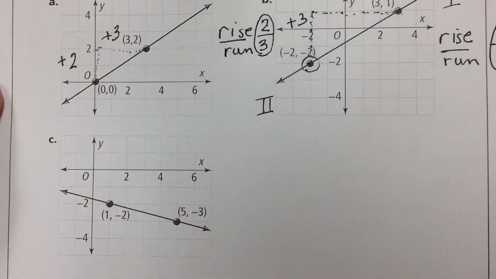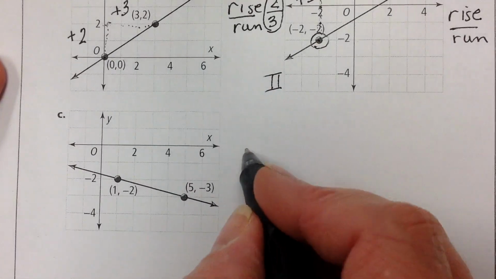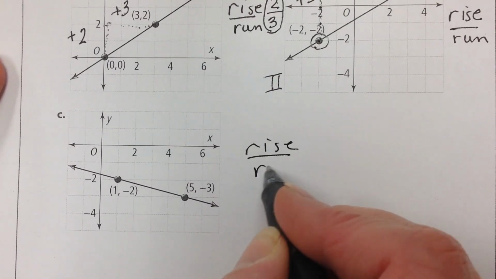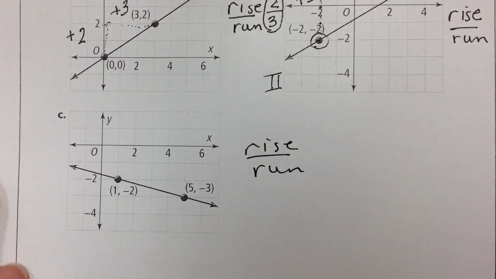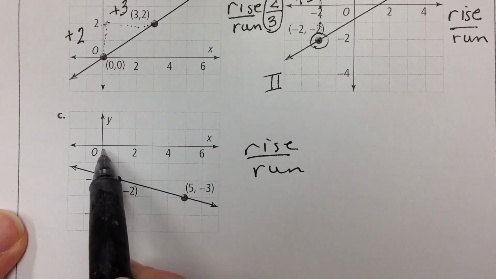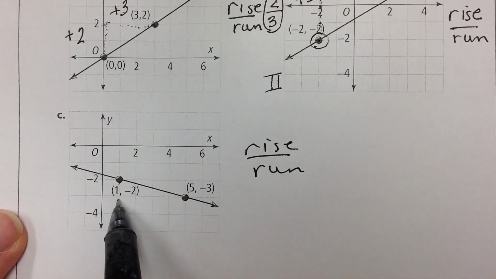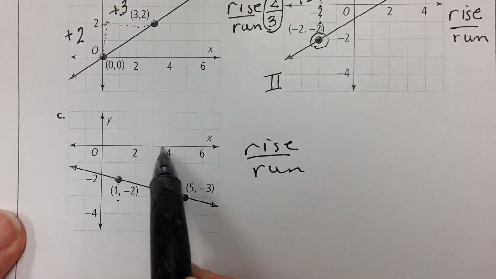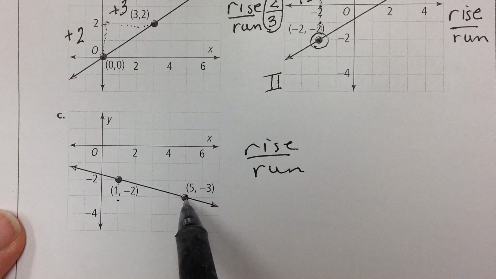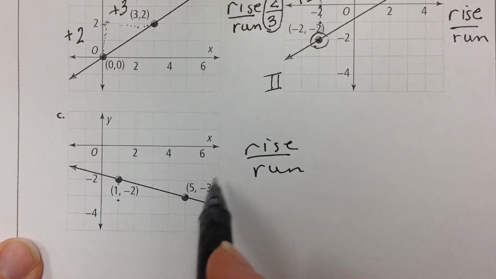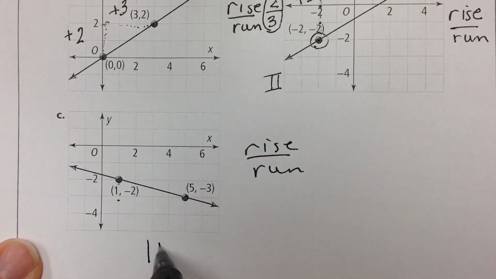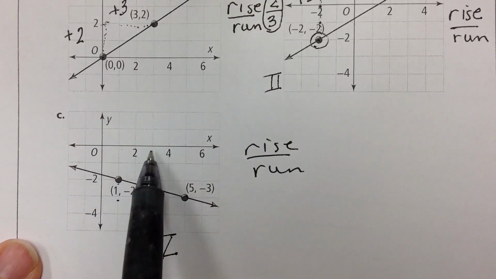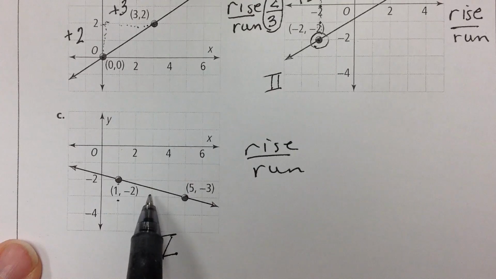Now let's look at C part. What is my rise and what is my run from one point to the other? The name of this point is (1, -2), given to us. The name of this point is 1, 2, 3, 4, 5, down 1, 2, 3. So (5, -3). These points are in the fourth quadrant. To be in the fourth quadrant, your x is positive and your y is negative.